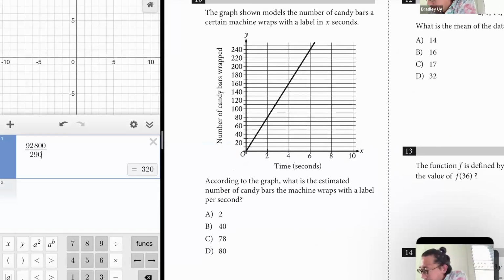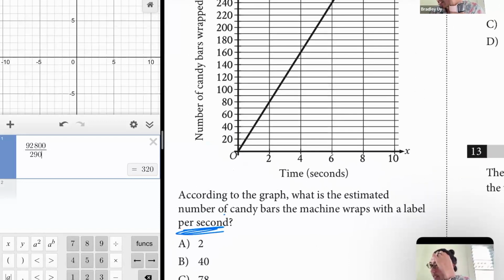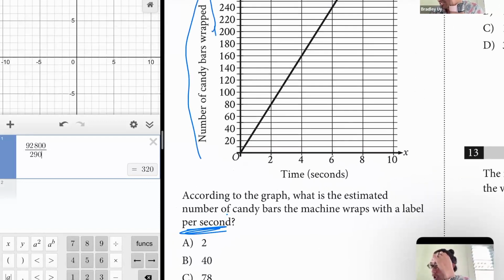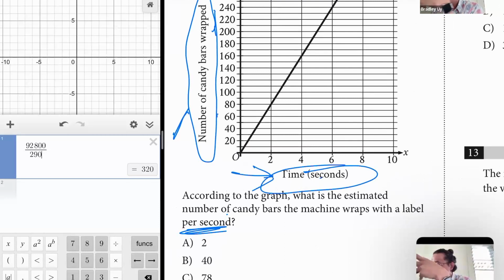We want to find out the number of candy bars per second. Okay, number of candy bars wrapped per second. What that really involves is finding the slope of this line, which is the change in y, number of candy bars per second. Okay, if we take change in y over change in x, we'll get candy bars per second. One point to look at here of significance, there are many, but I would look right there maybe.